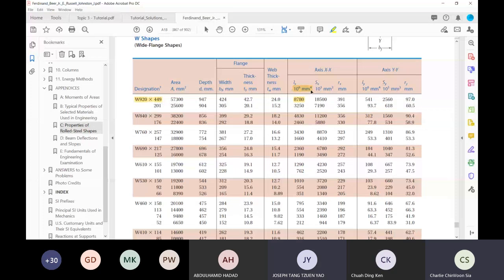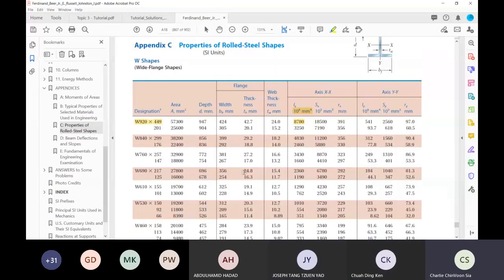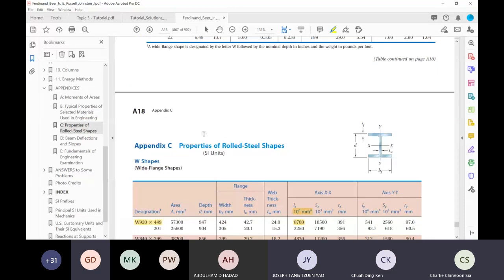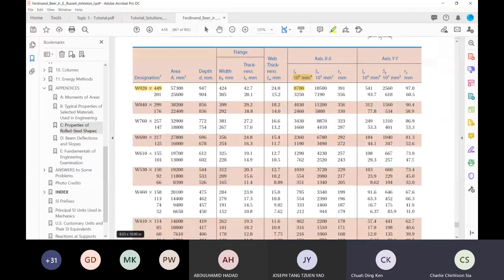So you need to convert to meter power of 4, which means you need to multiply this value by 10 power of negative 12, because it's power 4. So this one is 780 times 10 power 6. If you convert to meter power 4, it will be 780 times 10 power of negative 6. That's it, just put a negative sign there. So this is how we get the table. Later on I will upload this property of the beam, easy for you to solve the questions for the deflection chapter.